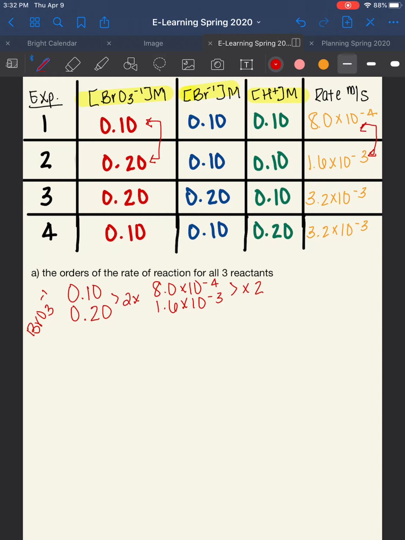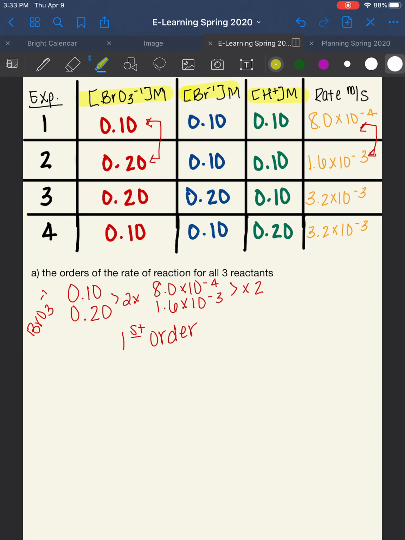Since the concentration and the rate both doubled, that is considered to be a first order reaction with respect to BrO3. So this is considered to be first order. Since these numbers are all fairly simple, I'm not going to go into the actual math involved. You can just look at the experimental data provided.